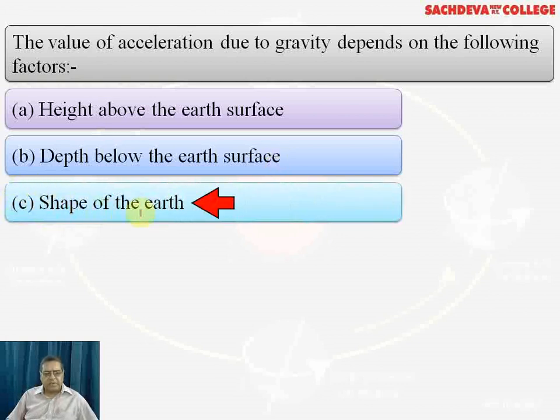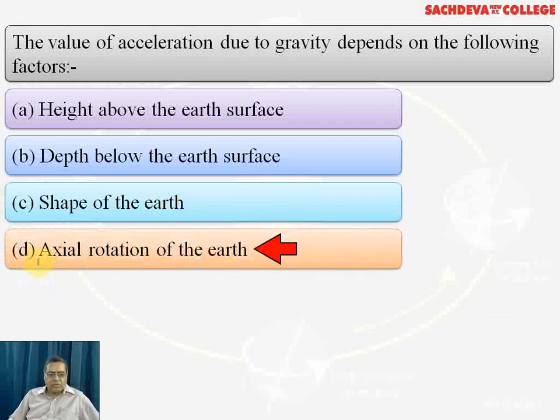And then comes the shape of Earth. The shape of Earth is also deciding whether gravity is more or less. We assume that Earth is a uniform solid sphere, but at the poles it is slightly bulging inside, and at the equator it is slightly bulging outside. So the polar radius is less as compared to the equatorial radius. So the value of g at the equator will be less, and at the poles it will be more. Therefore, the weight of the body at the equator will be less, and the weight of the body at the poles will be more.